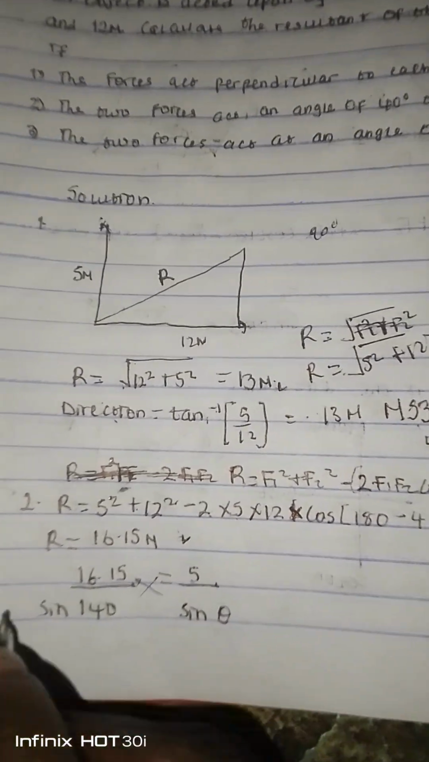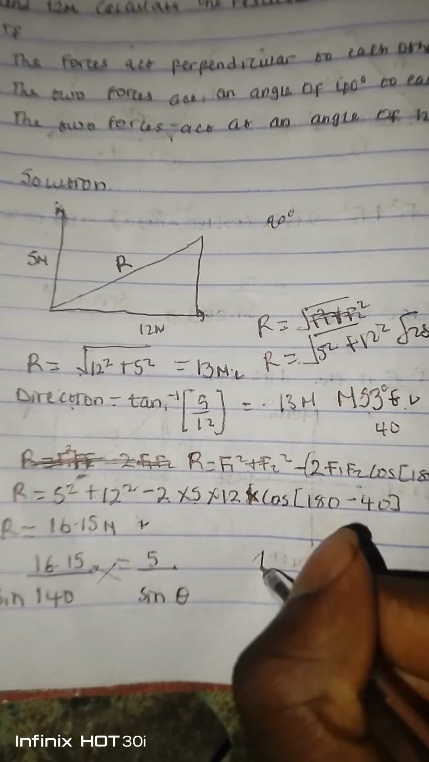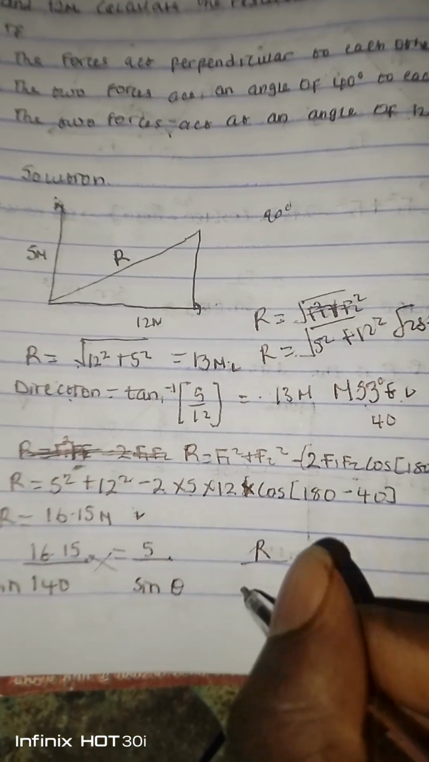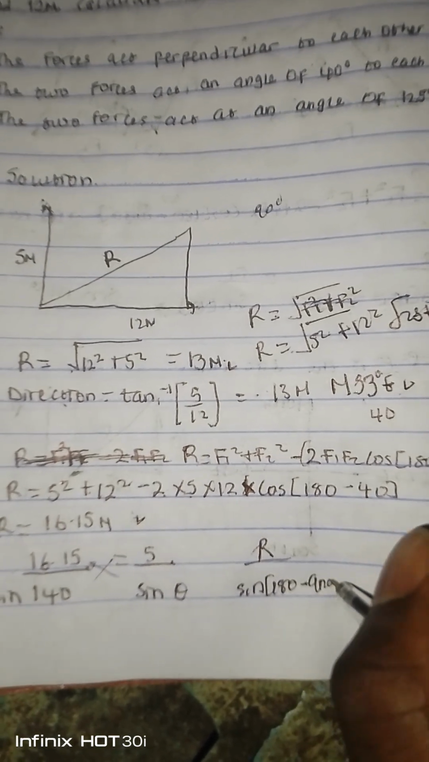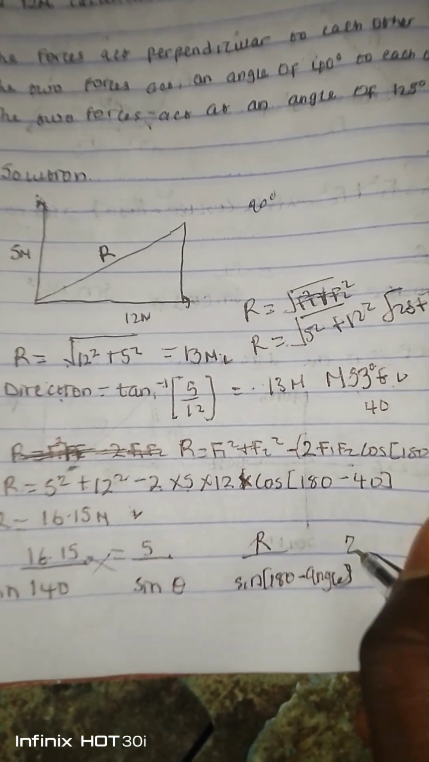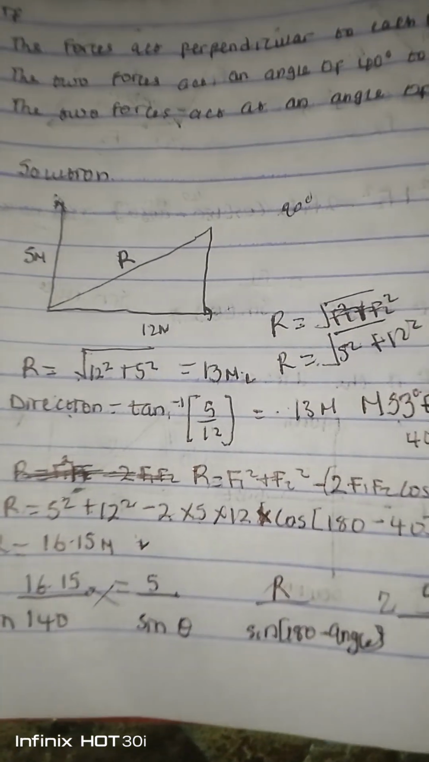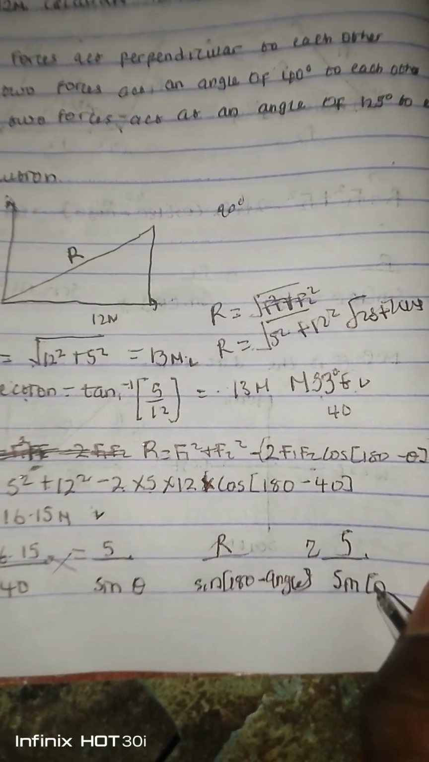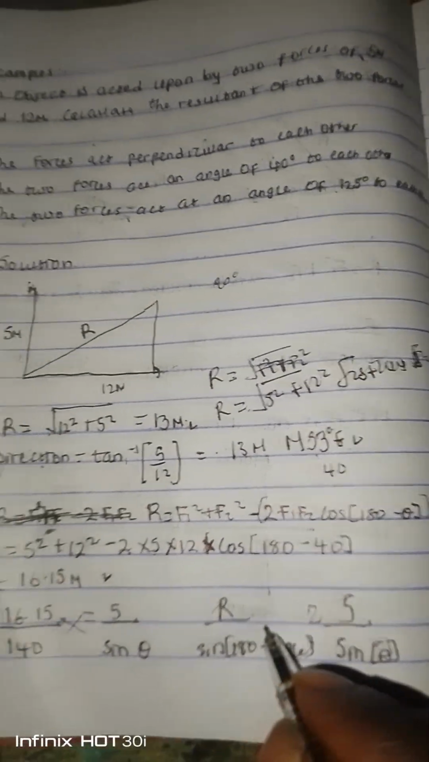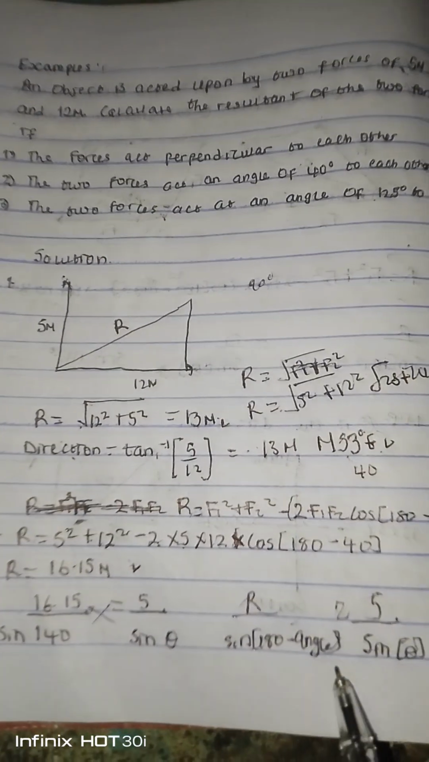Then remember our formula. How do we get the direction now? I told you the formula for direction is R over what? Sine of 180 minus the angle. Just take note of all these things because in JAMB you might not have time and you need to be fast. Equals f1. What is f1? 5 over sine theta, the angle we are looking for as our direction. Then from here, this is how our equation is. I've already written it there. 180 minus the angle. What is our angle? 40. 180 minus 40 is 140.